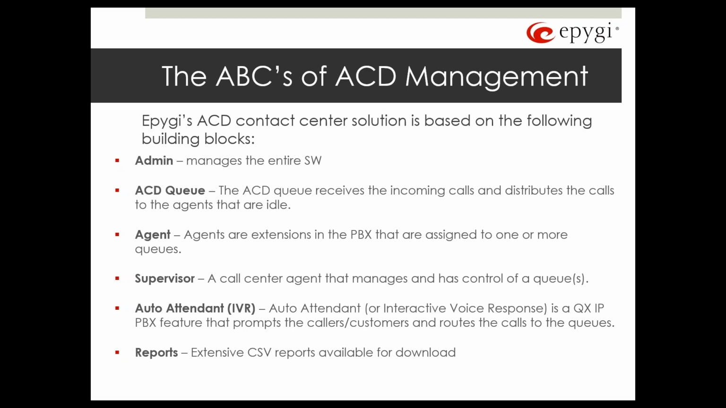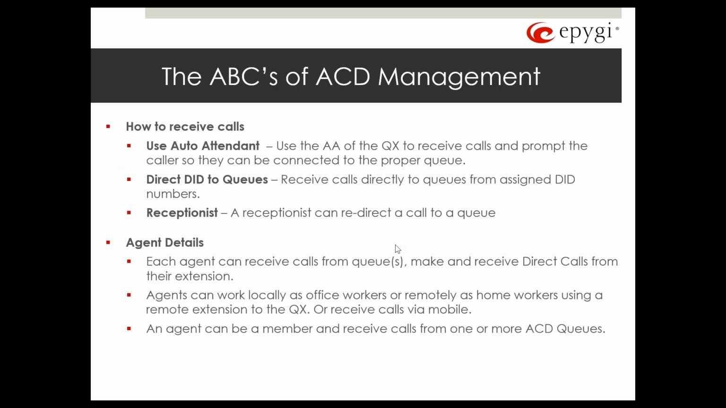And then the incoming calls can go to an auto attendant or an IVR, which is interactive voice response. It prompts the callers to enter, for example, 1 for sales, 2 for support, etc., and that way they can be routed to the correct queue. And then we have reports, which are extensive CSV, comma separated values. Those reports are readily opened in a format like Microsoft Excel.